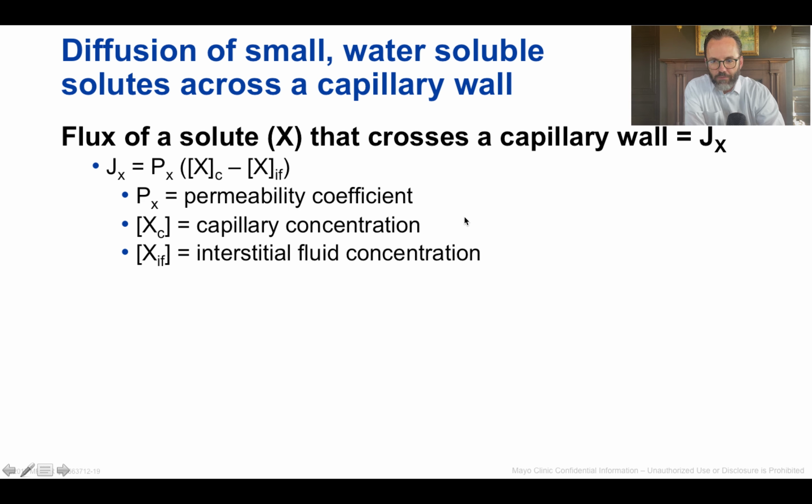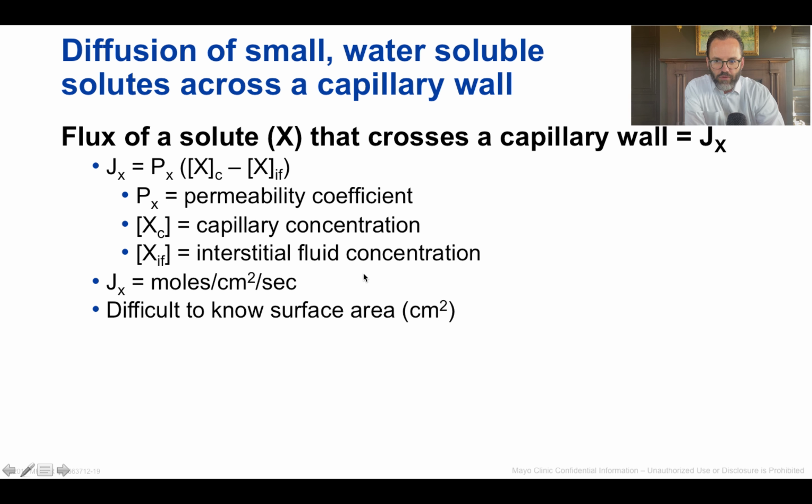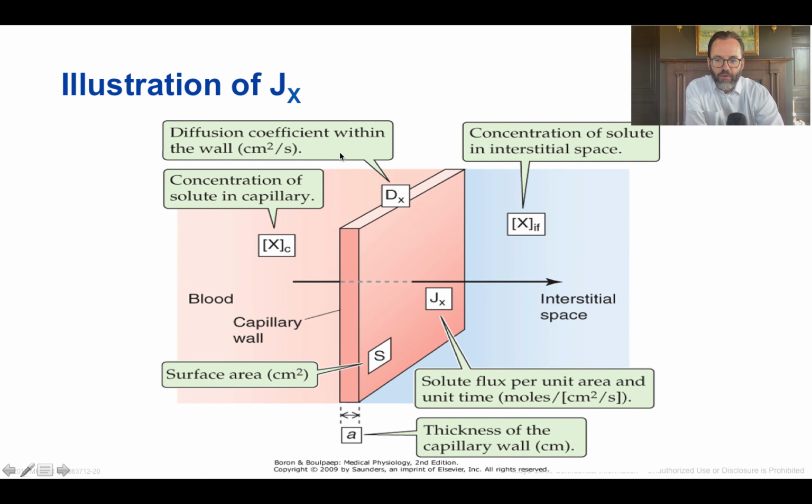Okay, so again, not really pulling any punches there. It's about as straightforward as it seems. The flux is defined in moles per centimeter squared per second. And so it's realistically very difficult to know what the surface area is for either a specific capillary or even for a specific set of capillaries or a capillary bed.